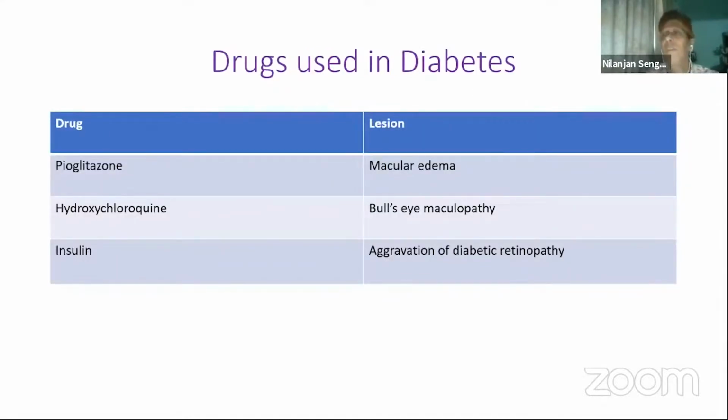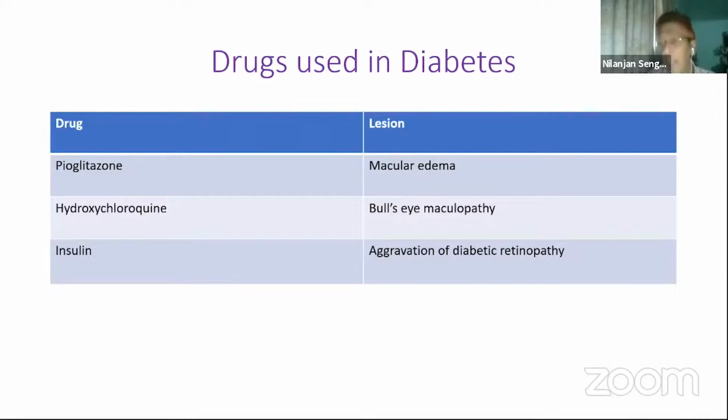Apart from this, certain drugs used in the treatment of diabetes can cause visual abnormalities. Notably, pioglitazone, a thiazolidinedione, can actually aggravate macular edema.